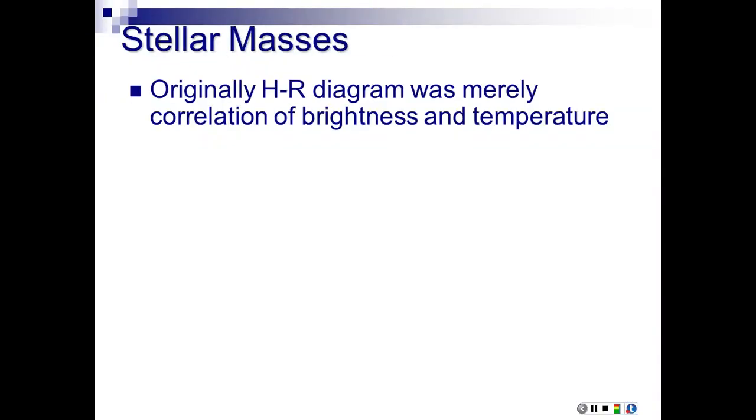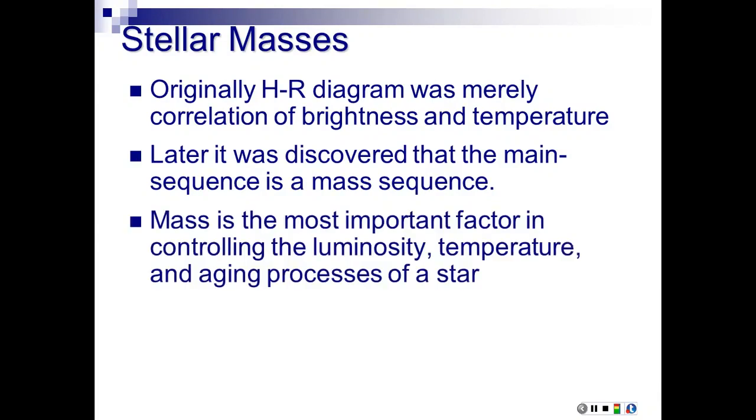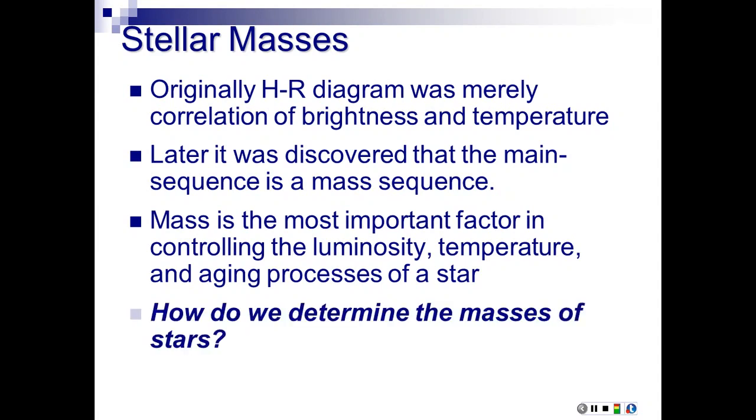So, what about these stellar masses? Well, originally the HR diagram was just literally, I know how bright it is, I know what the temperature is, I can plot it, and we get that particular distribution. But later it was discovered that the main sequence was really a mass sequence, and it turns out that mass is the most important thing when we want to understand the evolution of stars. So, how do we determine the masses of stars?